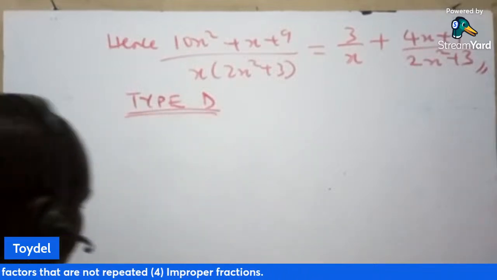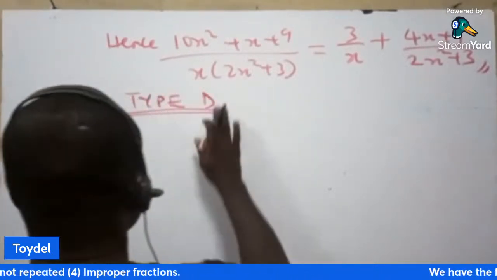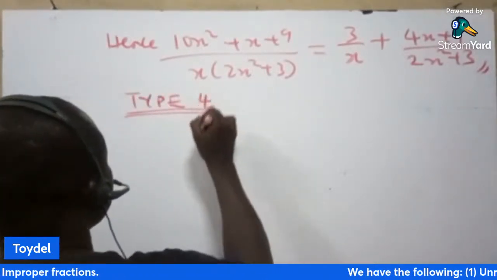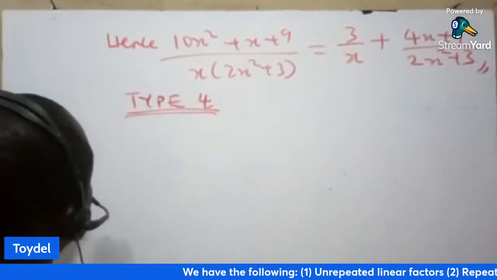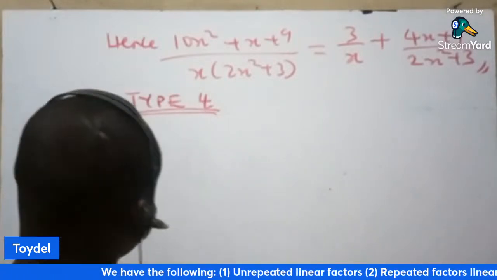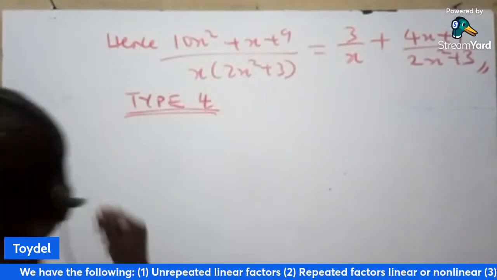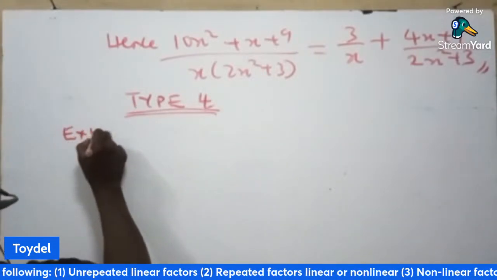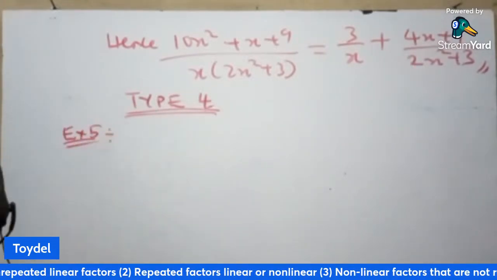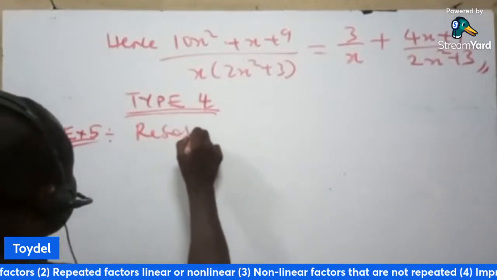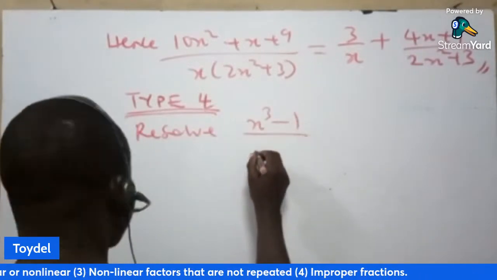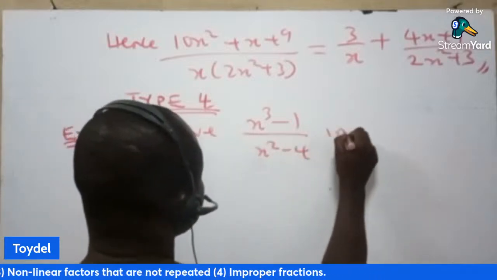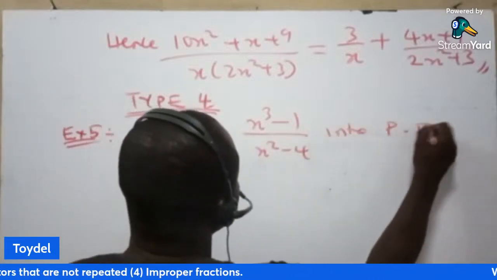Type 1, type 2, type 3, and this one will be type 4. That is where we have improper fractions, compound fractions that involve improper fractions. So what are we expected to do there? Let me give example 5. Example 5: resolve s cubed minus 1 all over s squared minus 4 into partial fractions.